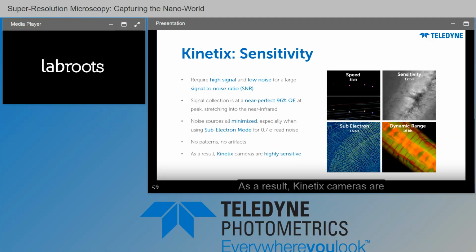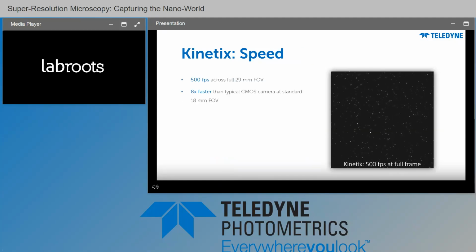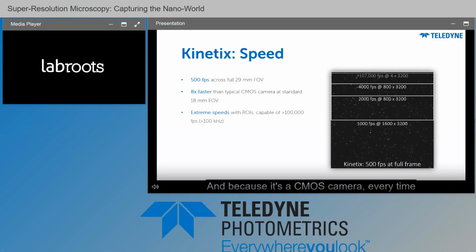As a result, Kinetics cameras are highly sensitive and can detect even the weakest of samples. There's also speed. The Kinetics images at 500 frames a second across the full 29mm field of view. This is 8 times faster than typical CMOS cameras at a standard 18mm field of view. And because it's a CMOS camera, every time you halve the frame, you double the speed, so you can achieve extreme speeds with small regions, over 100 kHz.